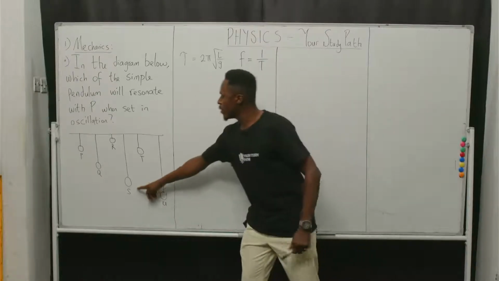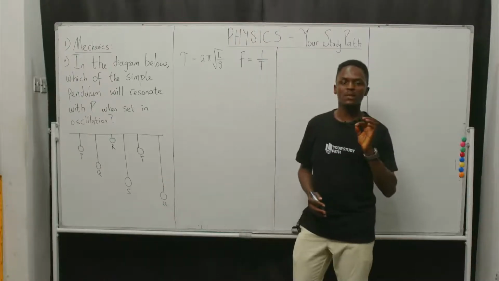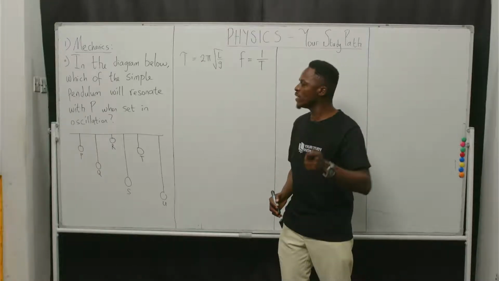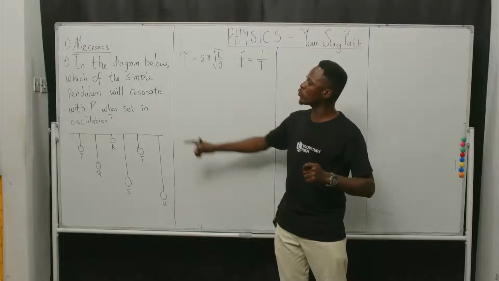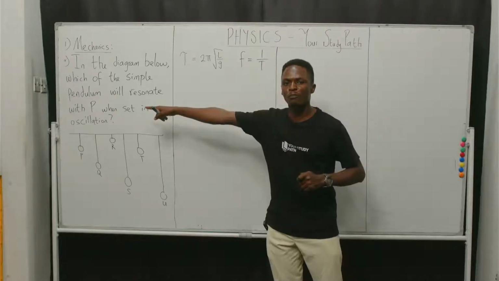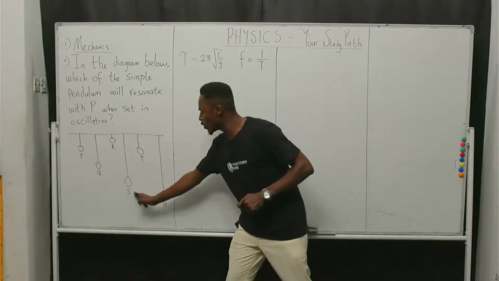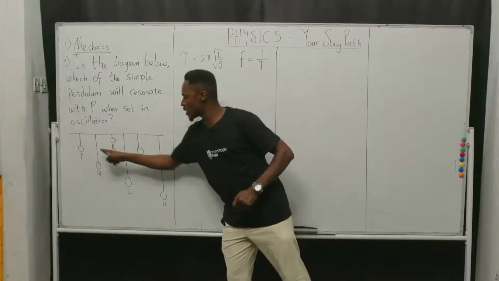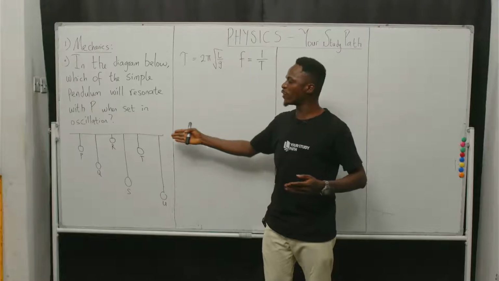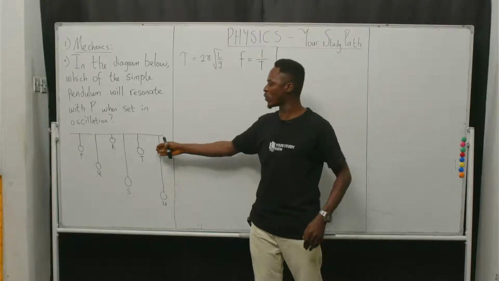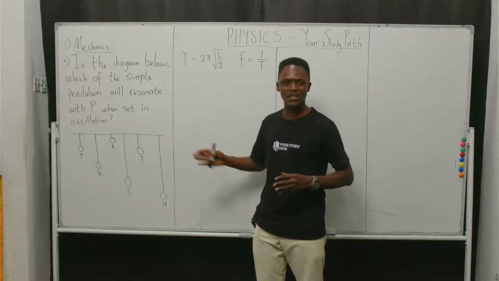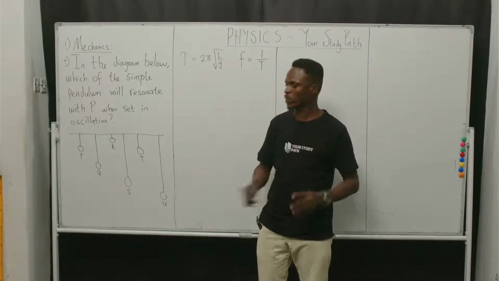Not forgetting S. The bob S can never be set into oscillation as a result of the oscillation of P. Why? It has a longer length. Only T has the same length. Well, this is a freehand sketch, so some of you might want to argue that they don't look exactly alike. Please, this is just a freehand sketch.